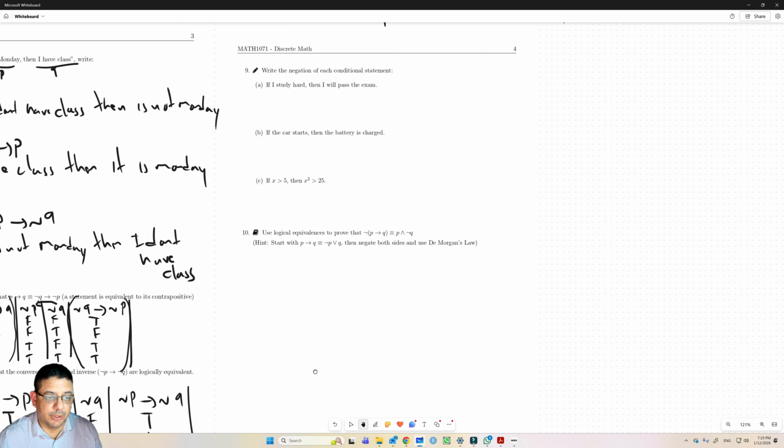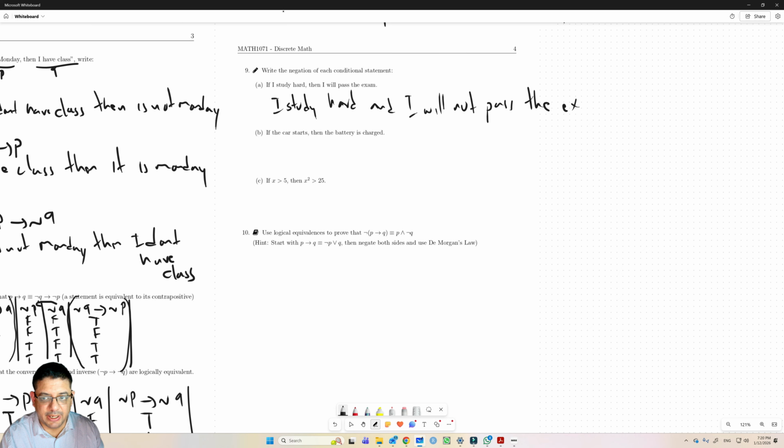Now let's go to questions 9 and 10. For question number 9, we want to write the negation of each of these conditional statements. So if I study hard, then I will pass the exam. Since these are all conditionals, I'm going to keep the first part and negate the second. So I study hard and I will not pass the exam. That will be the negation of that implication.